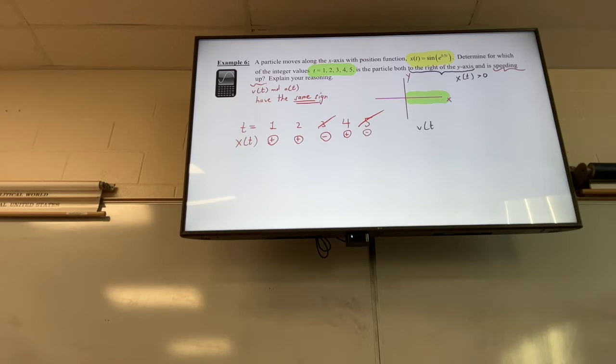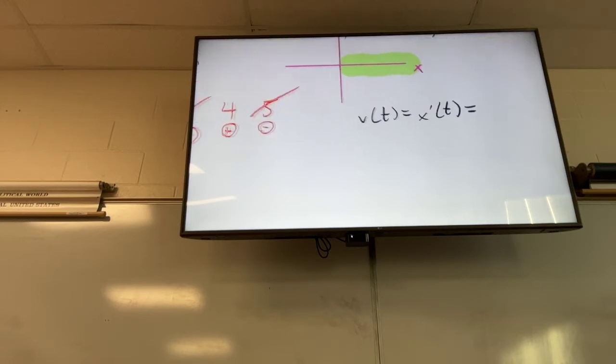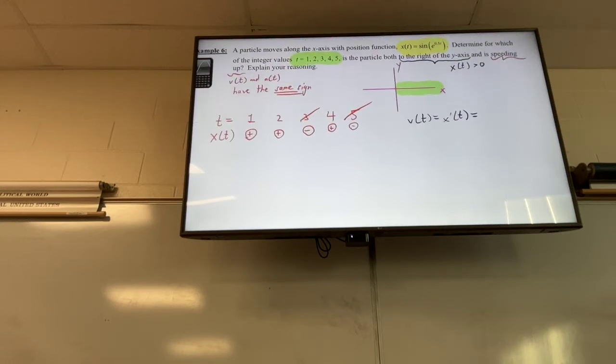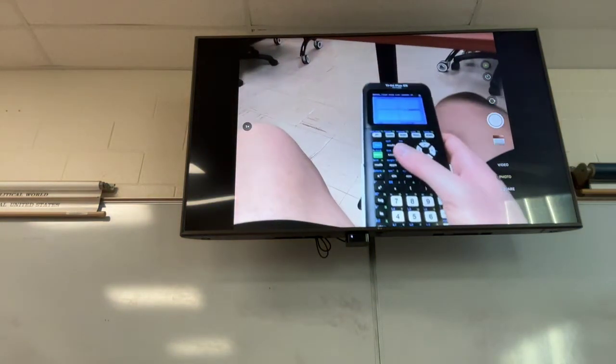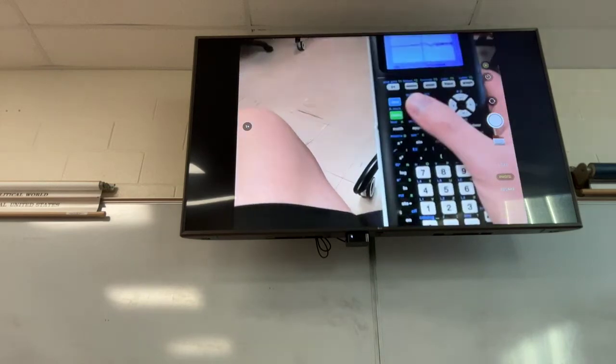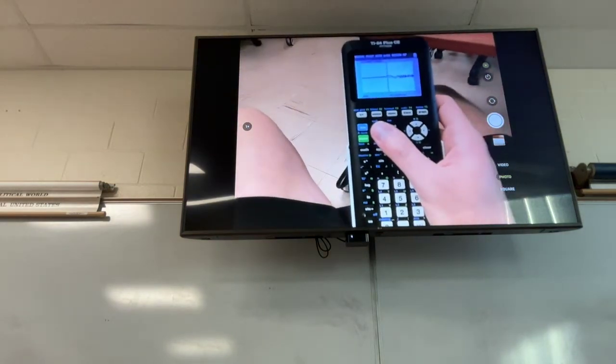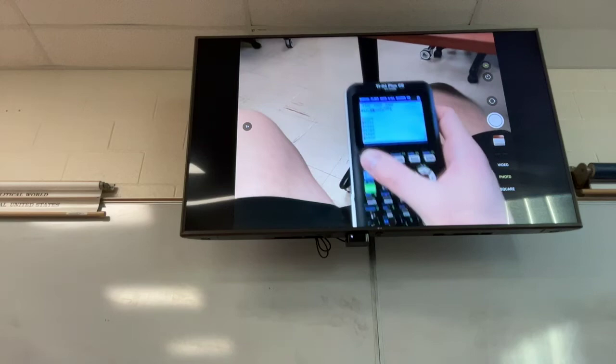v of t equals x prime of t, which in this case, we actually don't have to do by hand. We can do it on our calculator, okay? We can just graph that on our calculator, and then plug the values in on our graphing calculator app, okay? So here's what we're gonna do.